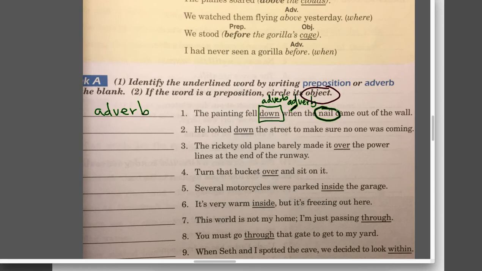You can also test it. So if you think this is a prepositional phrase, down when the nail, okay, test it. Does it modify fell? Does it describe fell? He fell when? Down when the nail? No, doesn't make sense. He fell where? Down when the nail? No. So this phrase here can't act as a prepositional phrase, right? So this down has to be an adverb.